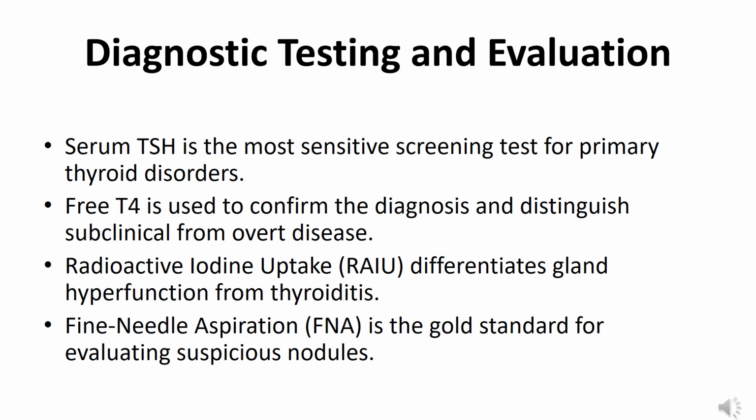For example, in subclinical hypothyroidism, TSH may already be elevated while free T4 remains within the normal range. In overt hypothyroidism, both elevated TSH and low free T4 are present. Similarly, overt hyperthyroidism usually shows suppressed TSH together with elevated free T4 or free T3 levels.